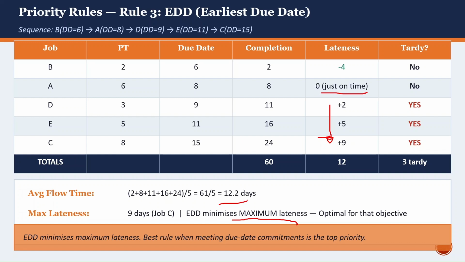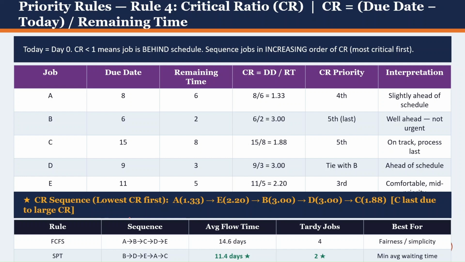SPT provided 11.2, 11.5 something, and this provided 12.2 days. Okay. Now these are the few rules that are discussed. Now the next one is critical ratio. So this is very important. Most of the time, usually in the industry, this is being followed. The critical ratio.